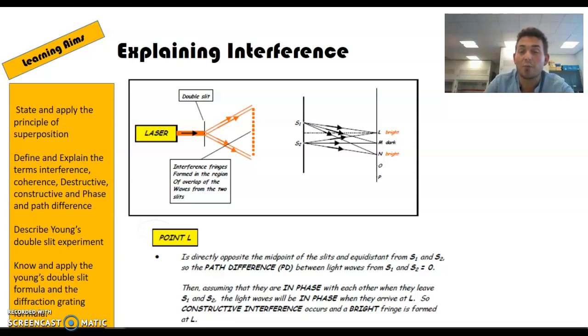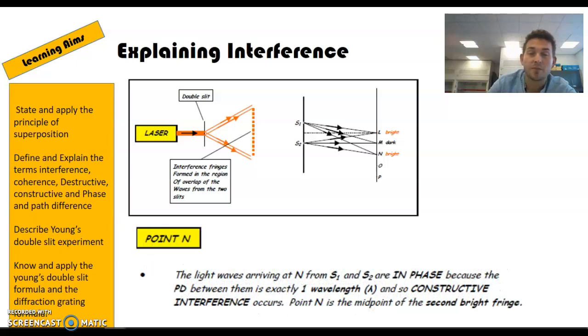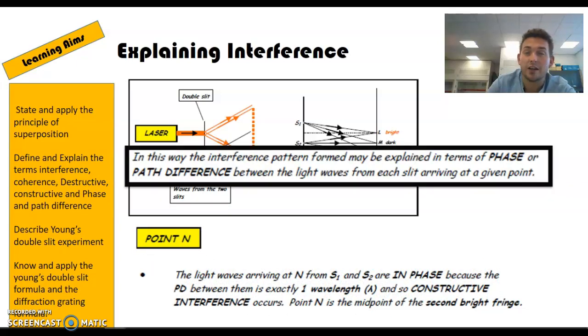So point L is a point where they're in phase, so they've got a path difference of either one wavelength or no wavelengths or an integer multiple of wavelengths. Point M, like we just said, is getting antiphase, so it's going to be half a wavelength out of cycle, so we're getting destructive interference. And point N, constructive, in phase again. So we can put it in terms of phase or path difference.